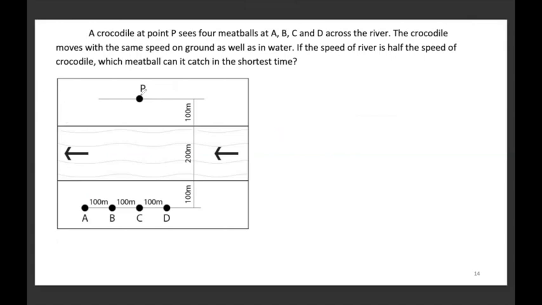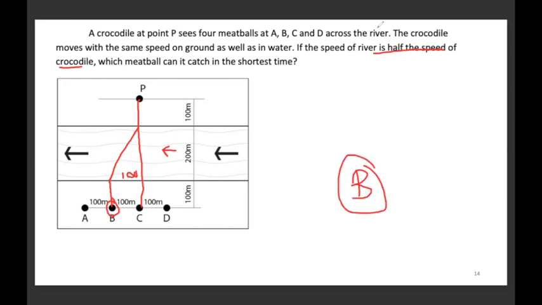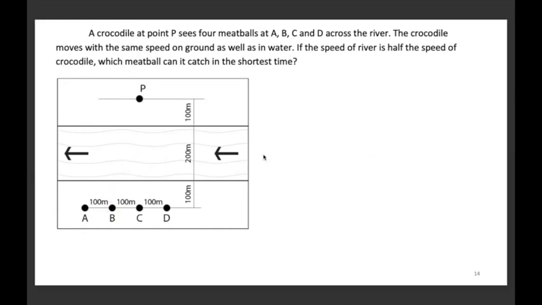So in this case, if the river was not flowing, in that case, the crocodile would have gone straight and taken the meatball C. But now we know the river is flowing in this direction and it is half the speed of the crocodile. So यहाँ से it will shift like this 100 meters. 100 meters shift होके ये point पे आएगा and then it goes straight and it eats the meatball B. So B is the correct answer. Okay. If it were given instead of half it was equal to, तो A आता. But यहाँ पे half speed दिया है, so इसलिए B आएगा. Okay. We'll move to the next one.